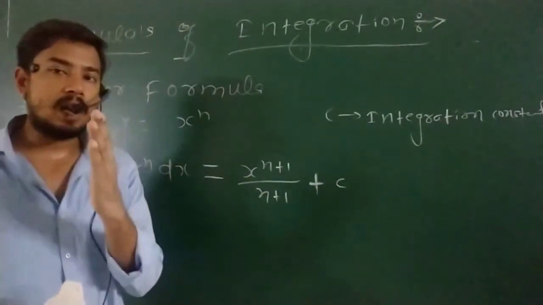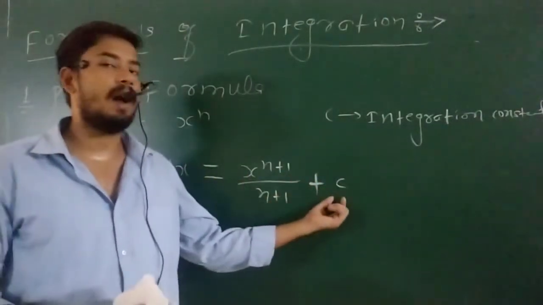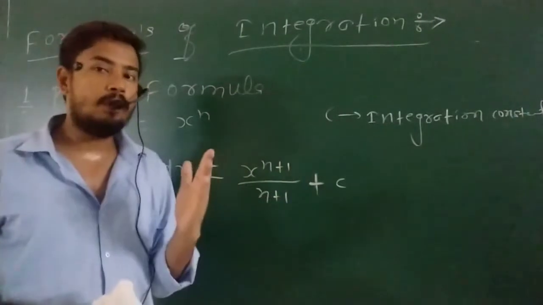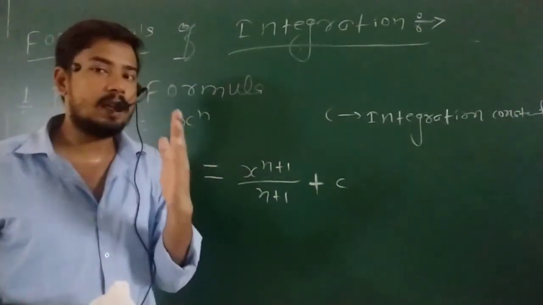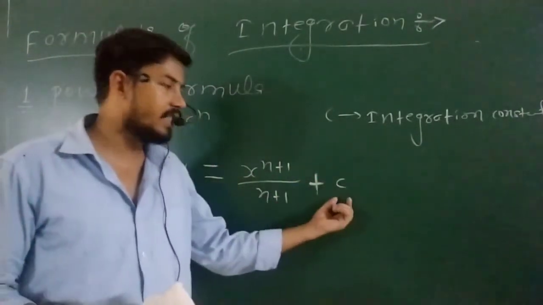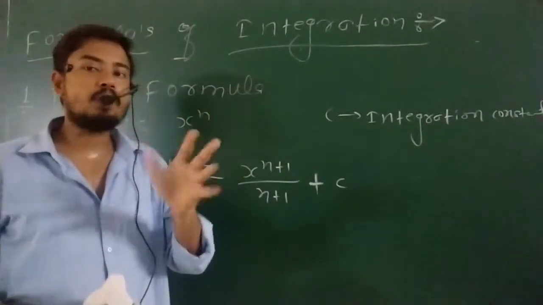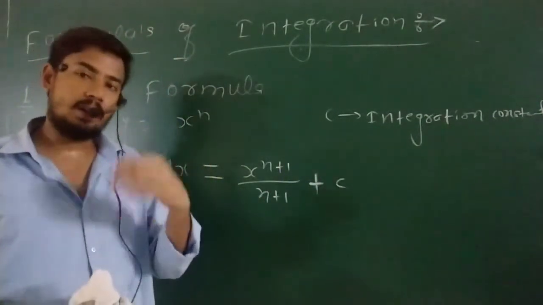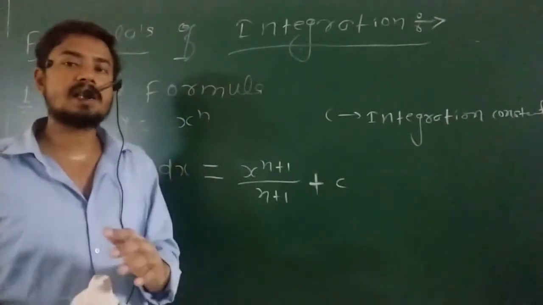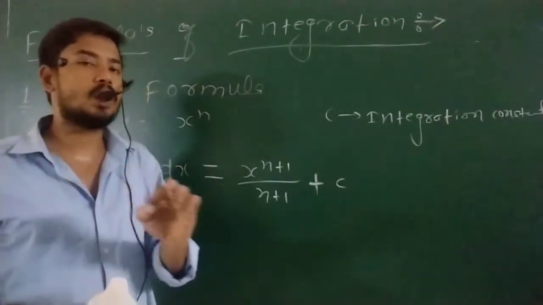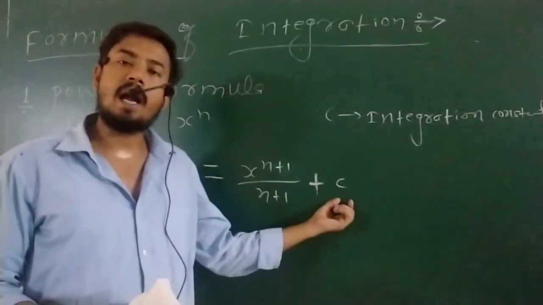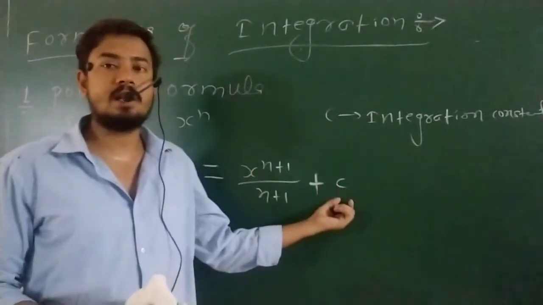Now you can ask, sir, why have you added C here? I will give you a clear explanation of why I added C here. When I take types of integration, definite and indefinite, in that case I will definitely teach you how we can add C here. What is the reason behind this one?